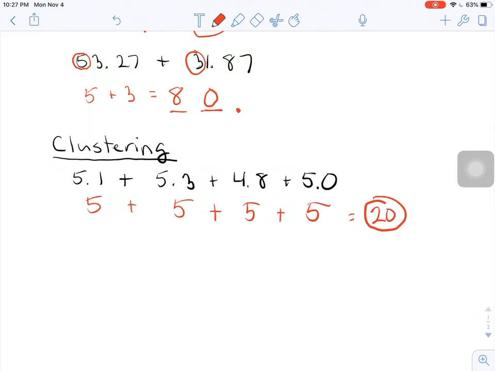So check to see if the numbers are all close to the same number. If they are, round everything to that number. So everything's going to get rounded to the same number and then just add, which makes it an easy problem because it's pretty easy when you're just adding the same number over and over and over again.